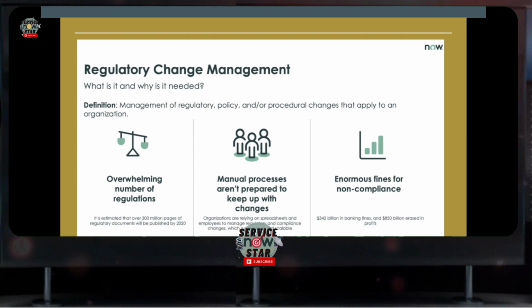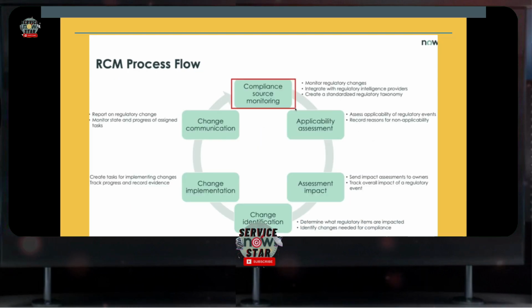All right, so this overwhelming number of regulations, and not only that, the number of pages they come with is also very large. You have to avoid the manual process of reviewing them, and you have to make this automated. This manual process is really time consuming. Now, when there is this kind of regulatory change, what are the processes you need to follow? And of course, there is compliance source monitoring.